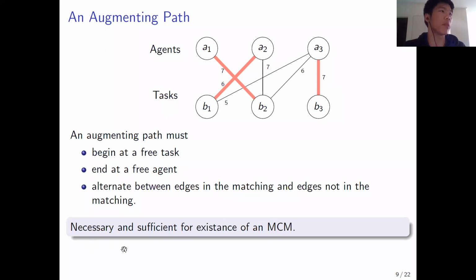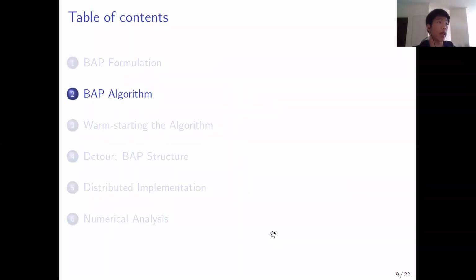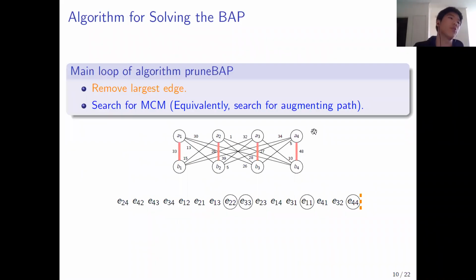And because of the way the algorithm works, this condition of searching for an augmenting path is necessary and sufficient for the existence of an MCM. Right, and I'll go into a bit more detail now of the algorithm, and hopefully things become clearer.